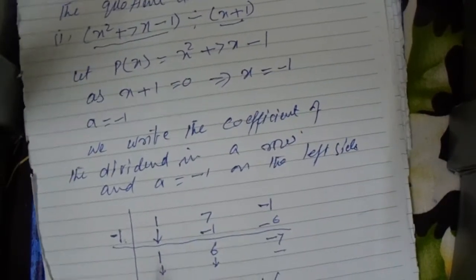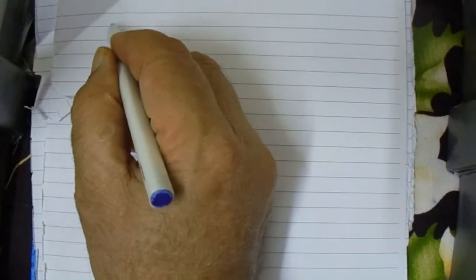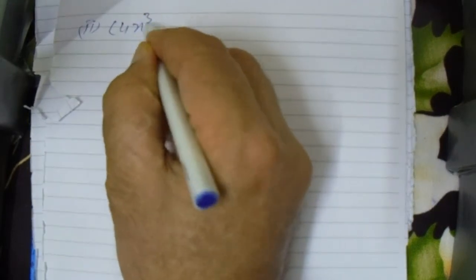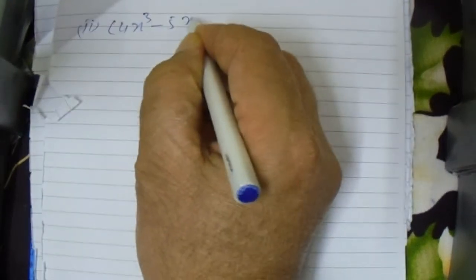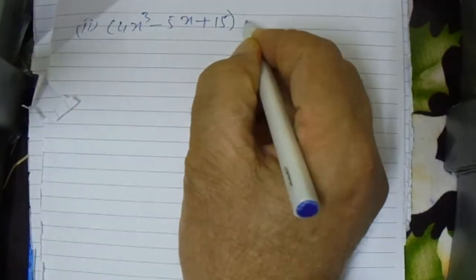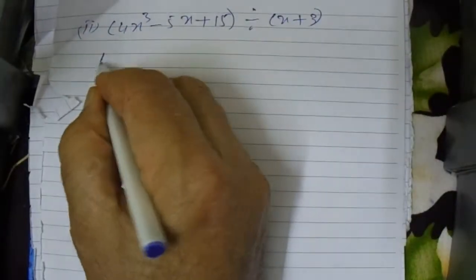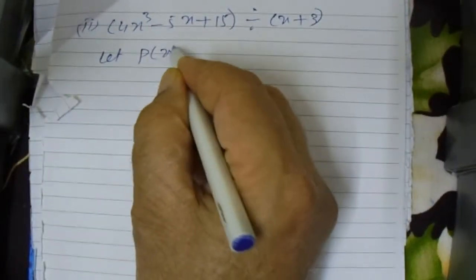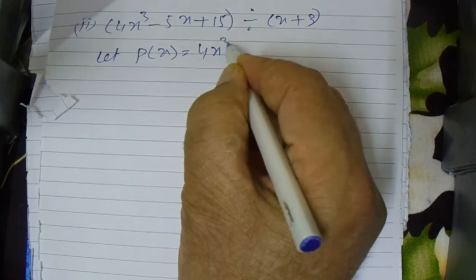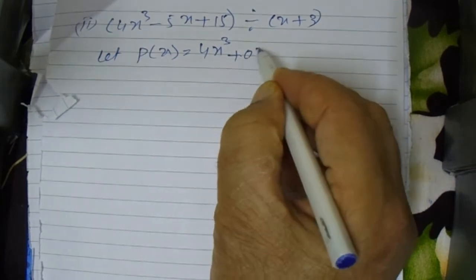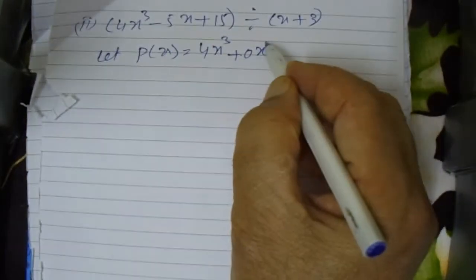Now we start the second part of this question. The second part is like this: 4x3 minus 5x plus 15 divided by x plus 3. Now let again p(x) is equal to 4x3 minus. Now here x square is 0. Now we write this plus 0x square, we complete this by the power of x.